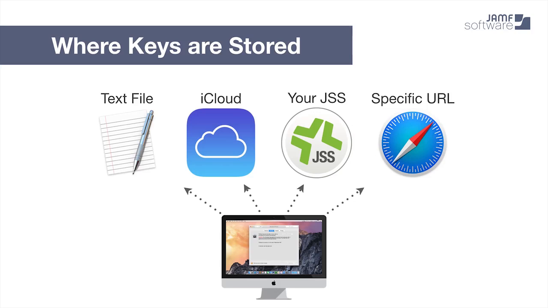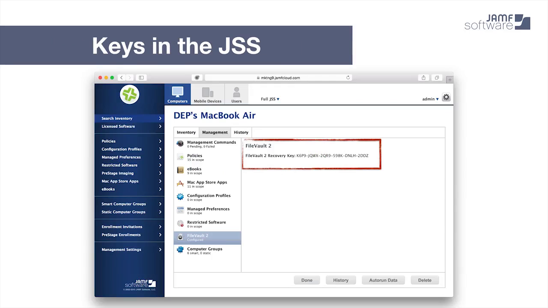You could have it directed back to really any URL that you'd like it to go to. So if you have some sort of locker for these things, you could send it back to a specific URL. But what probably makes the most sense is to send it to your JSS. And where does that live in your JSS? Right in your inventory tab. So when you go into your Macs again and you look at your inventory, you can click on that management tab and reveal the recovery key there. And it's that long string of alphanumeric characters.